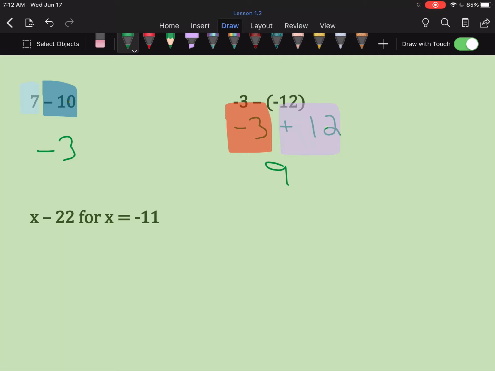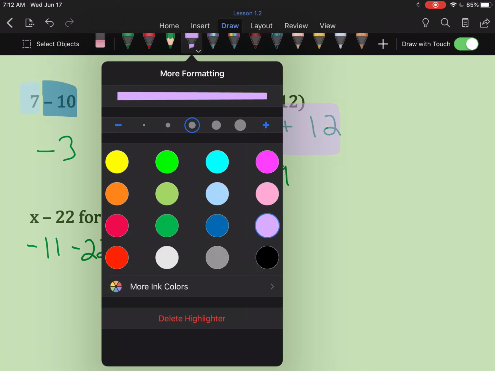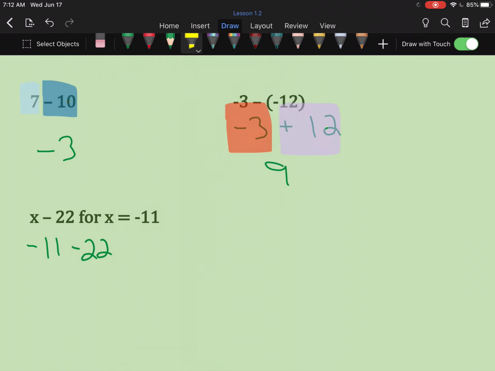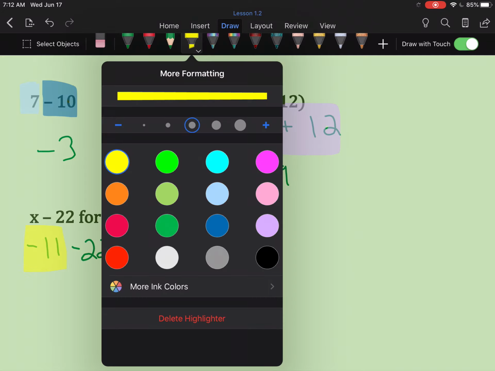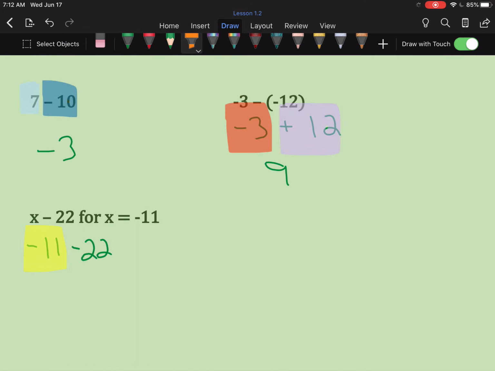And one more substitution problem. -11 minus 22. So -11 minus 22, those have the same sign. Real quick, I'll highlight those up for you. Here's the first number, -11. Here is your second number, -22, same sign. So keep that sign and add the numbers. 11 and 22 makes 33.